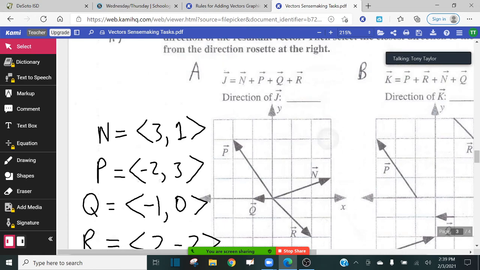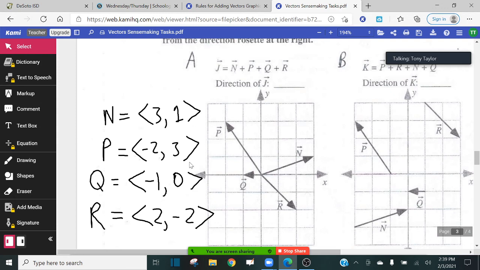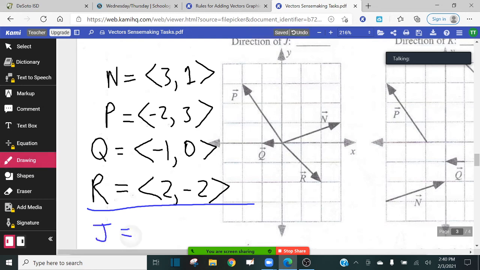Now we're almost done, guys. Whenever you are showing your work, I want to see that you list out each vector. Now it says we have to find the letter J. The letter J is N plus P plus Q plus R. So, guys, look at N, P, Q, and R. When I add all those vectors up, what do I get for the vector J? Anyone want to tell me?